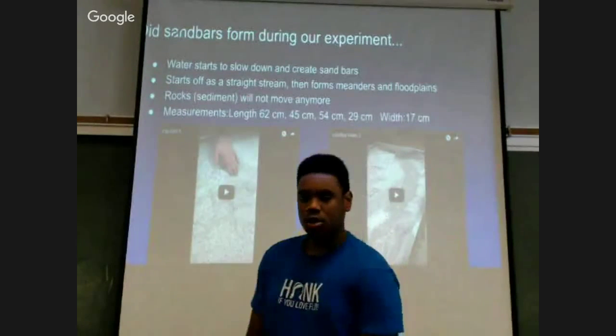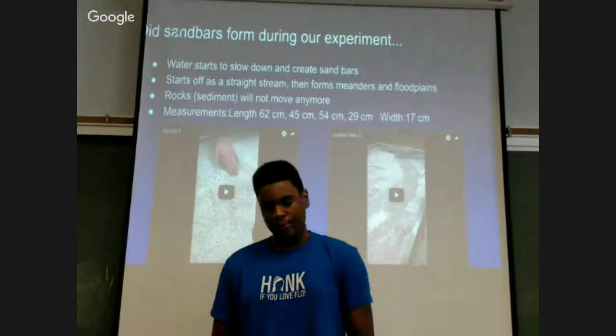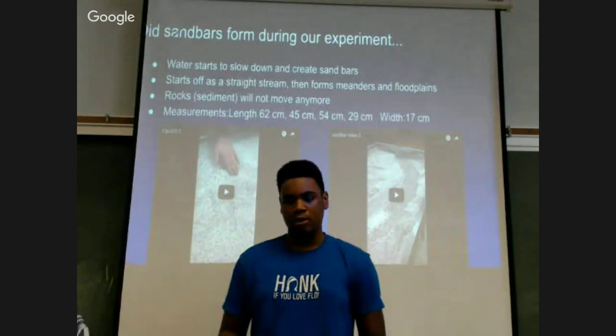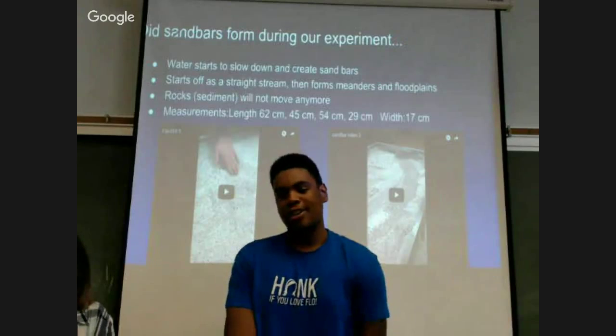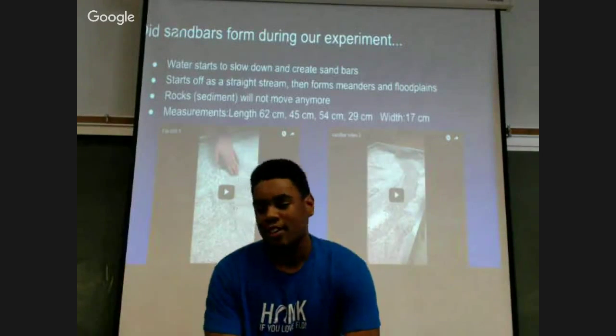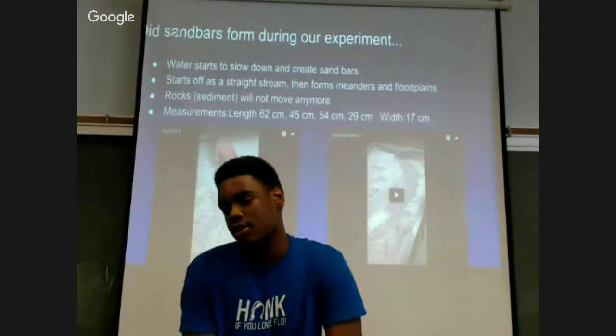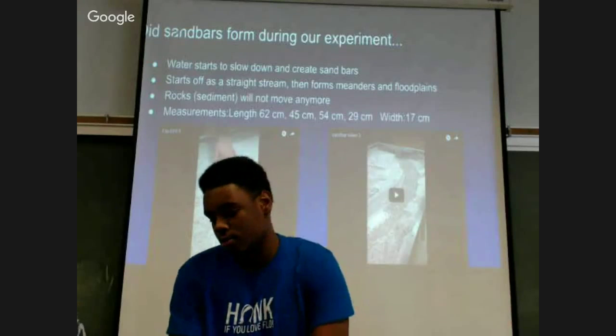All right, so water starts to slow down and it creates sandbars. It starts off as a straight stream, and then it forms meanders and floodplains. And then the sediment will not move anymore. The measurements we took were 62 centimeters, 45 centimeters, 54 centimeters, 29 centimeters, and the width was 17 centimeters.